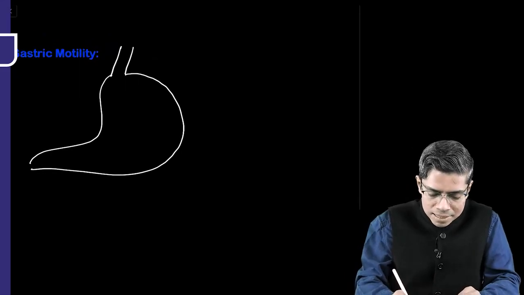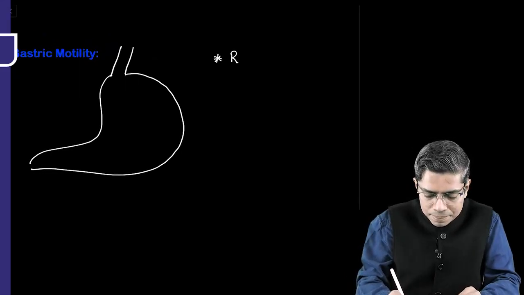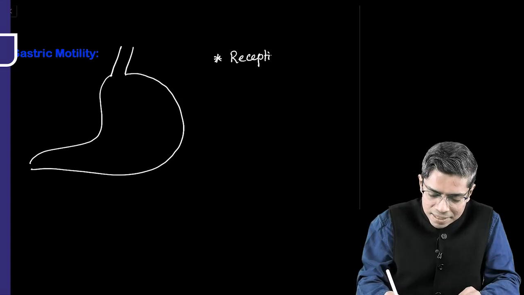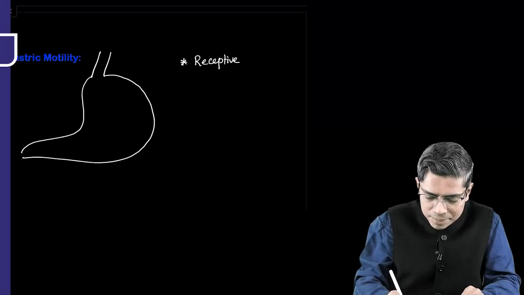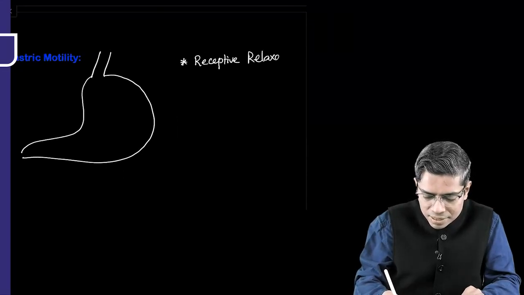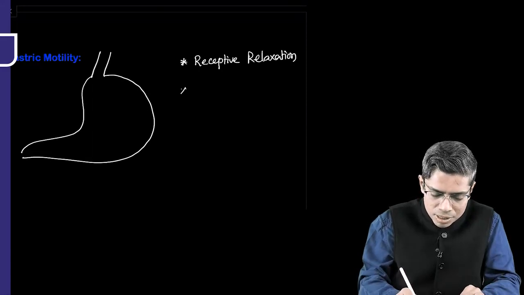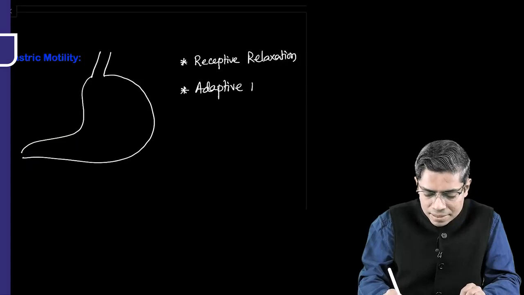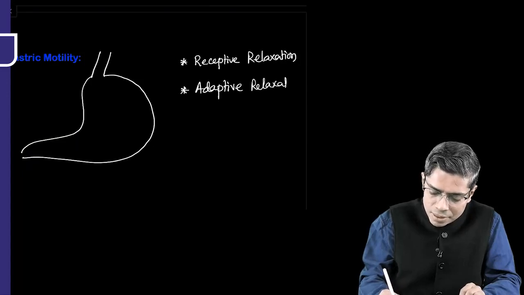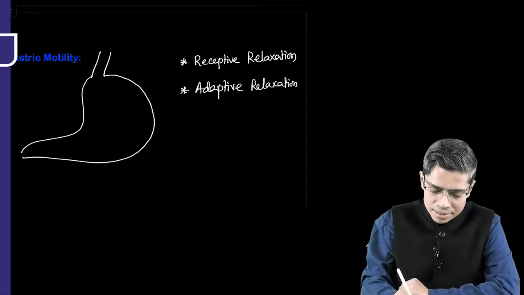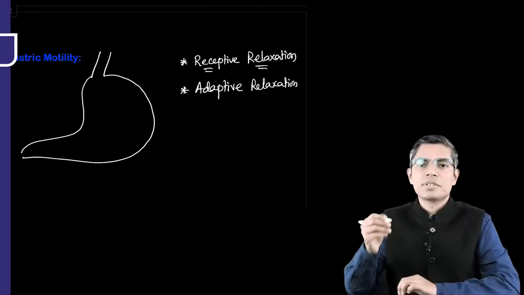One is known as receptive relaxation of the stomach, and the other one is known as adaptive relaxation of the stomach, right? I probably discussed this receptive relaxation in the general physiology chapter.